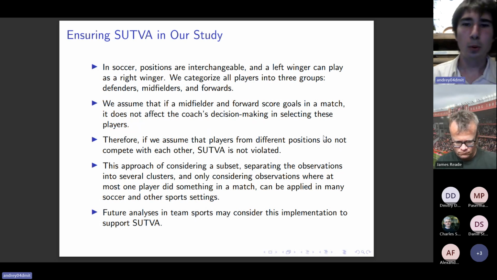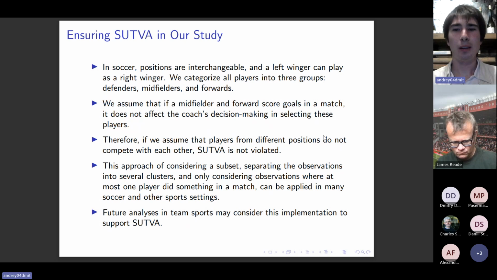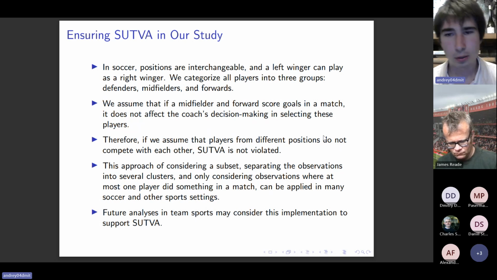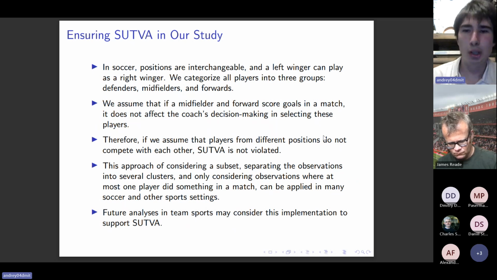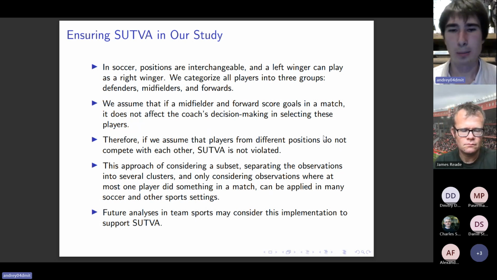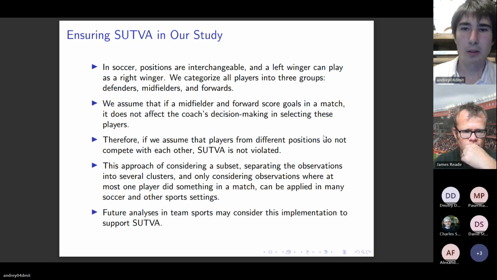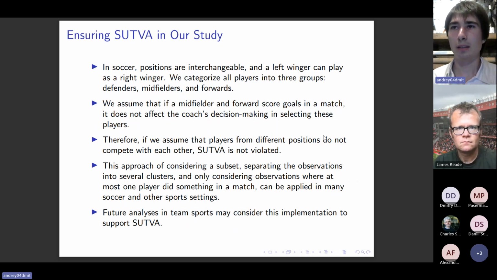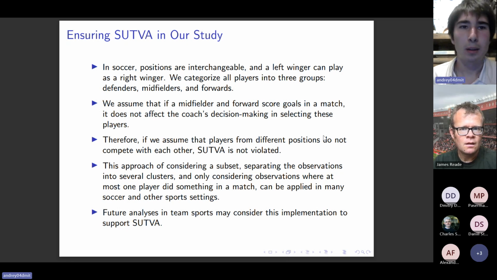So this approach of considering a subset, separating the observations into several clusters and only considering observations where at most one player did something like a goal or something else in a match, can be applied in many soccer and other sports settings. And future analysis in team sports may consider this implementation to support SUTVA. So, you can find several subsets where SUTVA isn't violated, and it can be done pretty often.